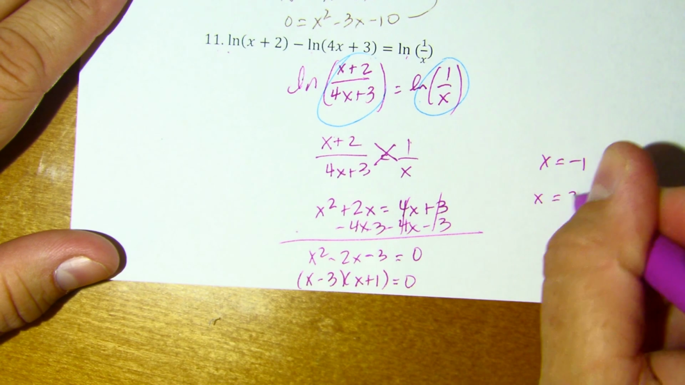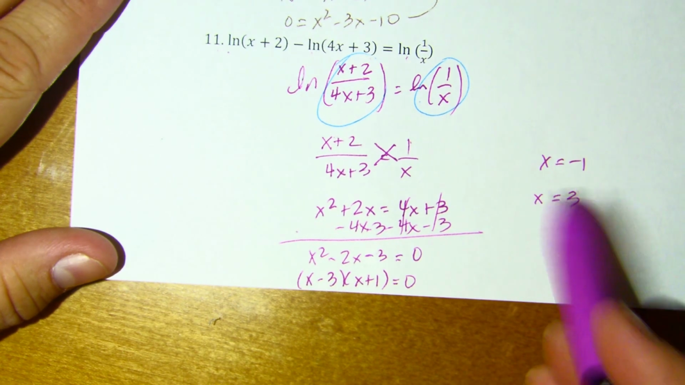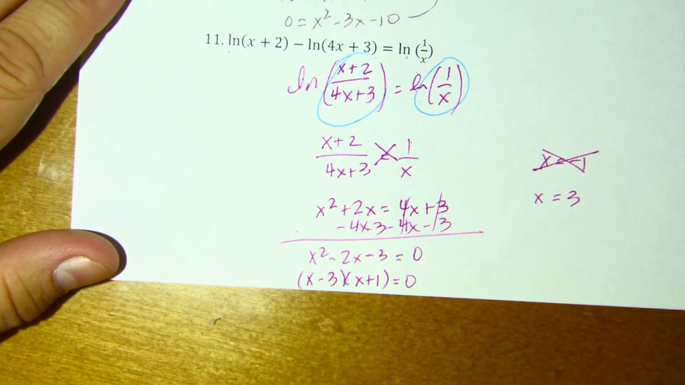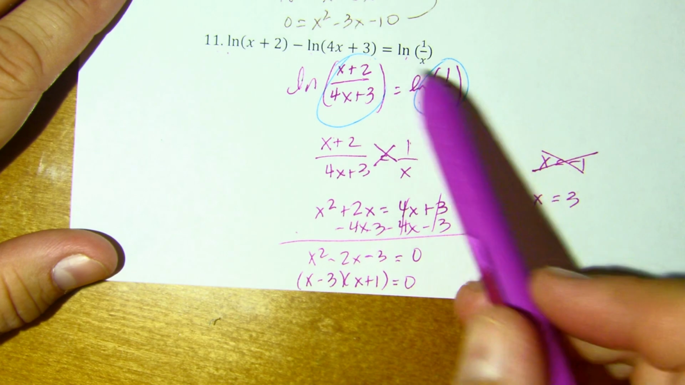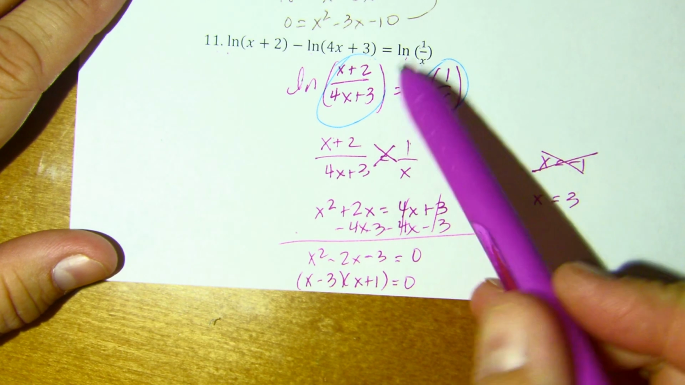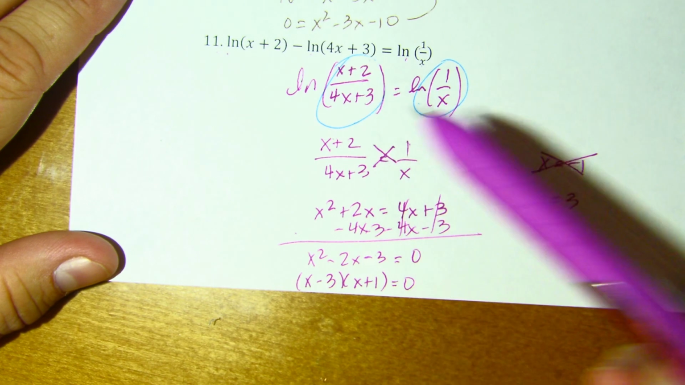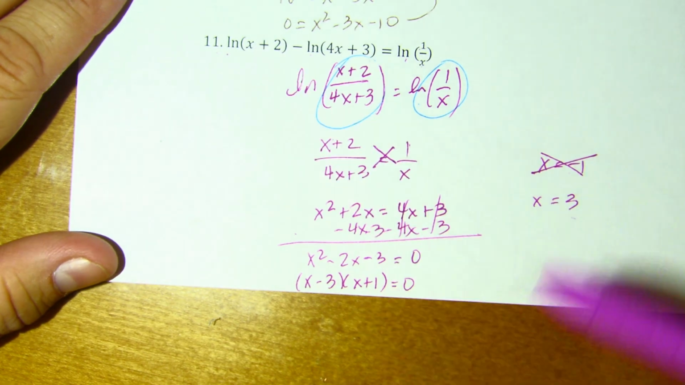Again, we need to check our answers. If I plug in negative 1, 1 divided by negative 1 is a negative, so that's a problem. That one does not work. If I plug in 3, 1/3, well, that's positive still. That's fine. If I plug in 3, 4 times 3 is 12, plus 3 is 15. That's positive. That's fine. And then 3 plus 2, that's 5. That's positive. That's fine. So this one is a solution.